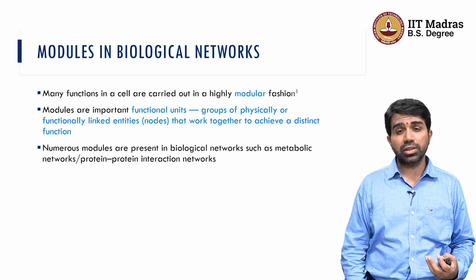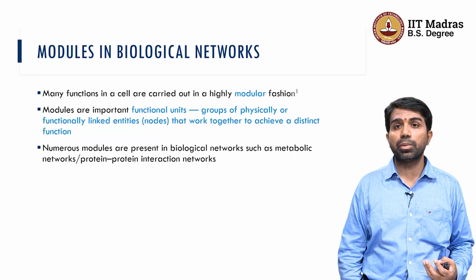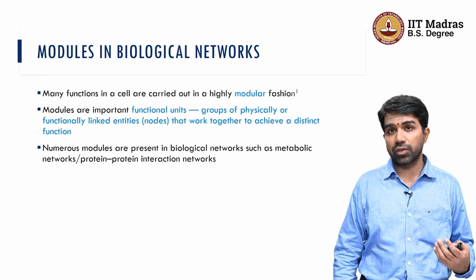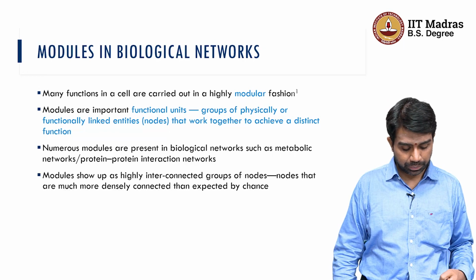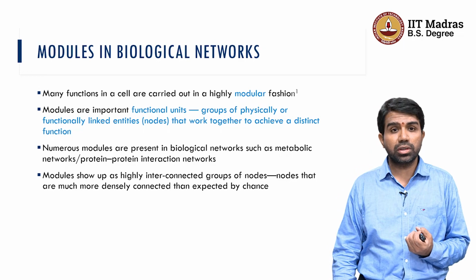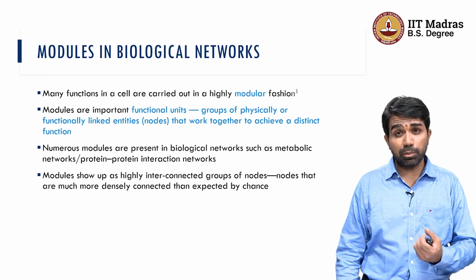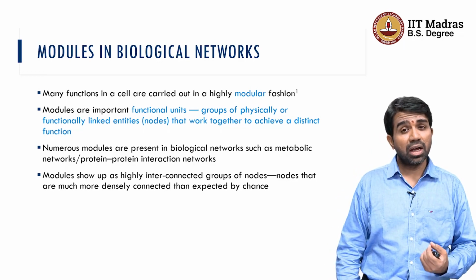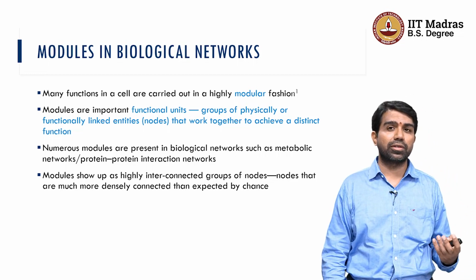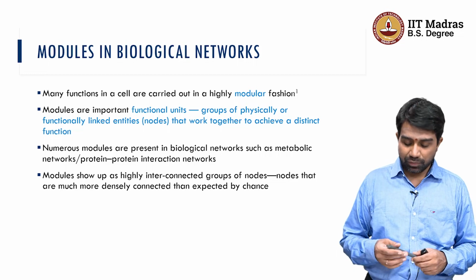And there are many modules that are present in biological networks. It could be either a metabolic network or a protein interaction network. You will see that there are lots of different kinds of modules that are present. And how do they show up? They show up as highly interconnected groups of nodes which are much more densely connected with one another than you would expect by chance. We talked about this a few classes ago when we looked at motifs and so on.